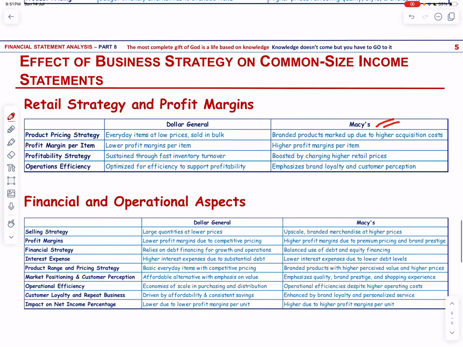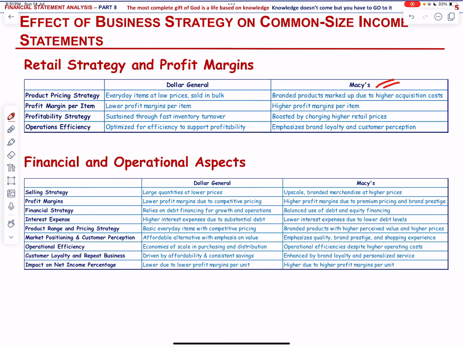Finally, let us talk about the financial and operational aspects. Let us first talk about the debt financing strategy. Dollar General is a large discount retailer that relies on debt financing for funding growth, store expansions, and daily operational needs. Debt allows Dollar General to use its assets and future cash flows to raise capital quickly and potentially at lower cost than using equity. However, managing debt also entails handling interest expenses, which are recorded as part of Dollar General's operating cost.